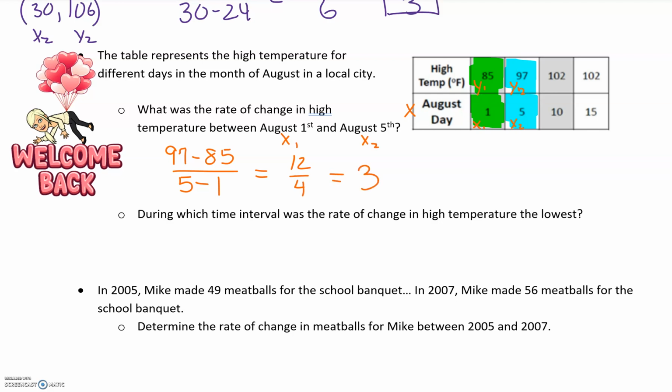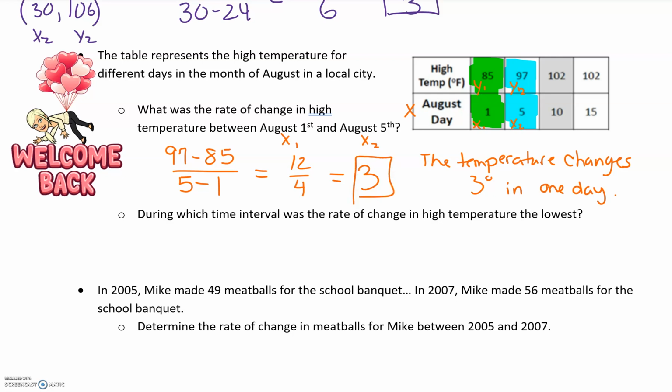So what does this mean? It says what's the rate of change in high temperatures? So essentially this is the fraction 3 over 1. So it means a 3-degree temperature change per every 1 day. So the temperature changes 3 degrees in 1 day. So that's what we got when we figured that 3 out right there.